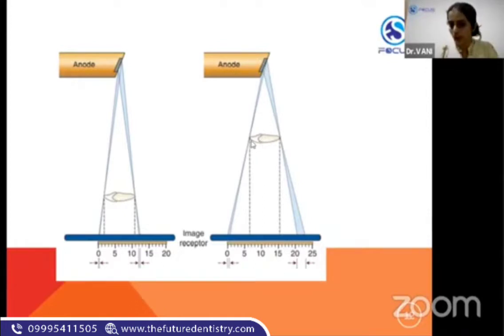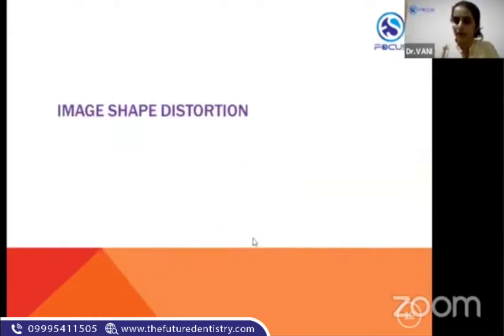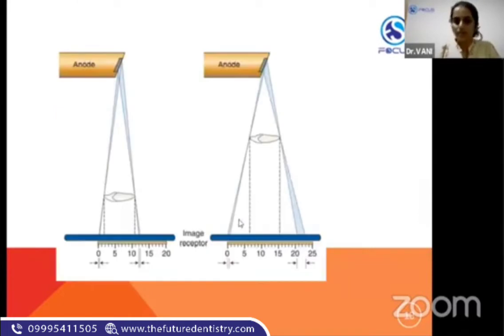While in the second picture, the distance between the focal spot and the tooth is less, and the distance between the tooth, that is the object, and the image receptor is very much more. Here the distance between the dotted lines is the actual length of the tooth, but since the X-rays are divergent, after passing through the tooth they diverge so much that the image is hugely magnified in the second picture. Actual size should only be between these dotted lines, but since the distance between the tooth and the receptor was too much, the image got magnified a lot. So the second picture here is wrong. The first picture is correct.